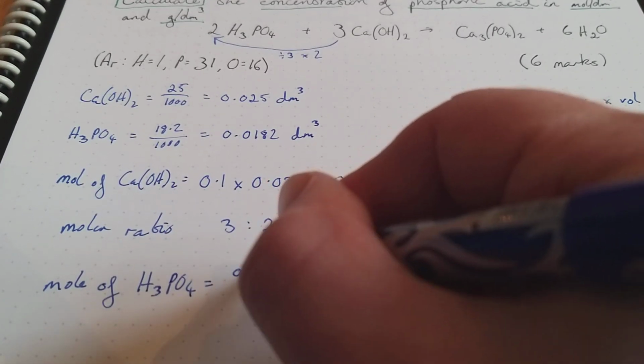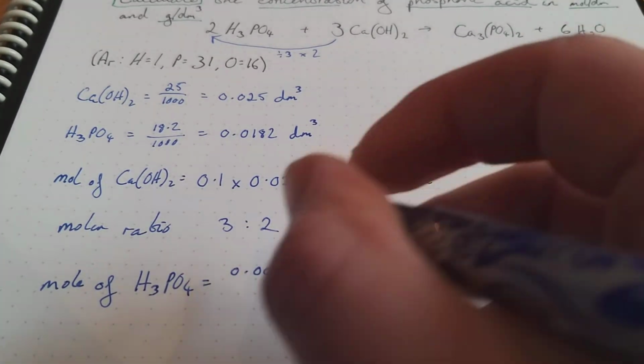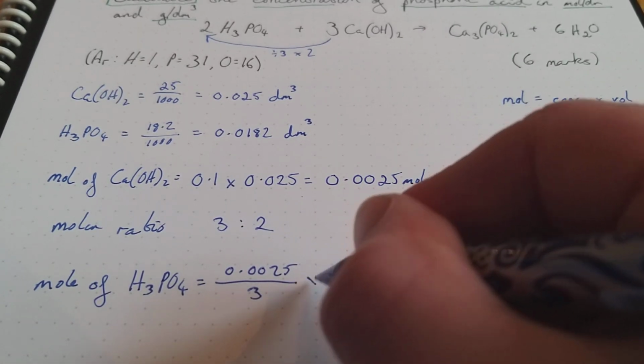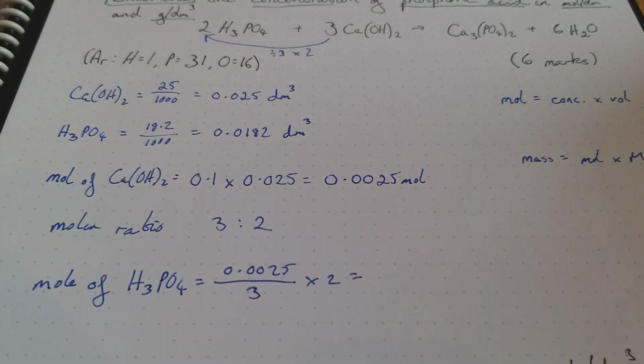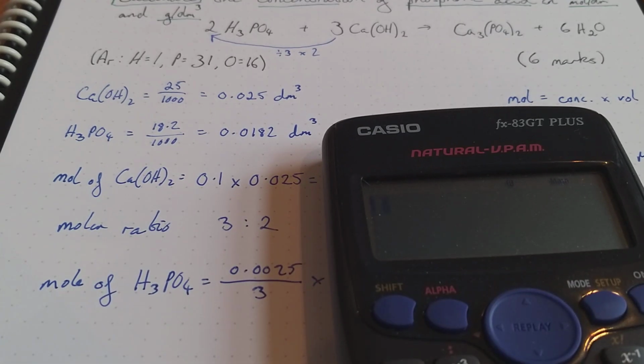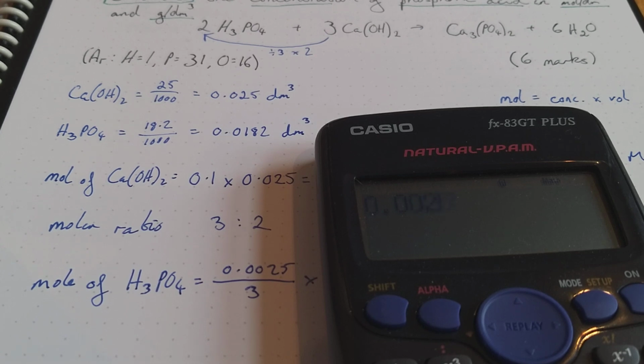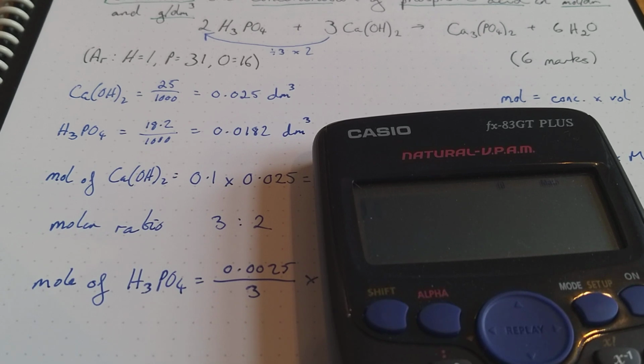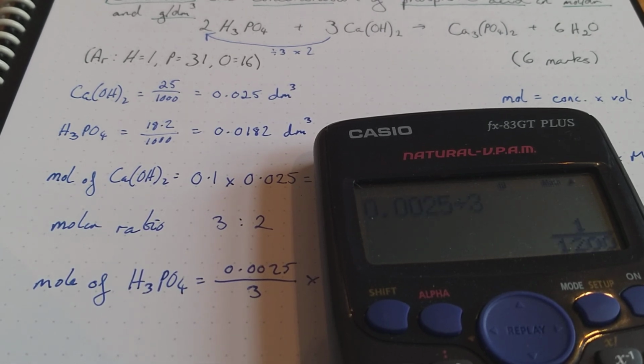So we do 0.0025 divided by 3 and then times by 2. So I'll do that on my calculator. 0.0025 divided by 3 times by 2. Oops, I'll just do that one again because I think I mispressed something on my calculator. Divided by 3 and times by 2.